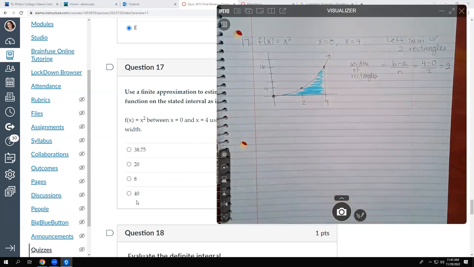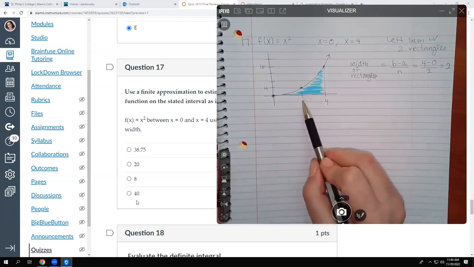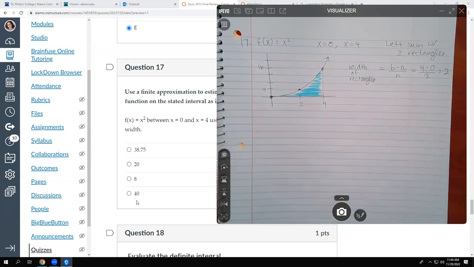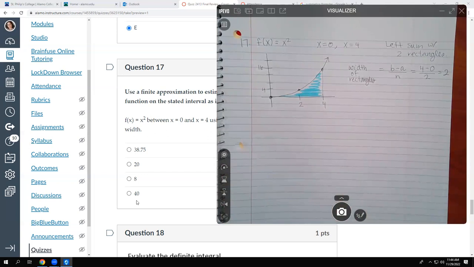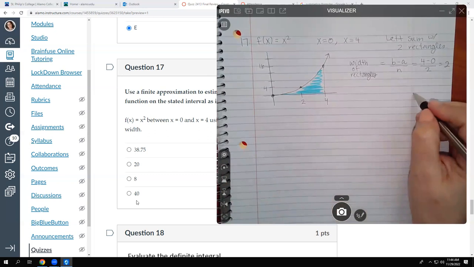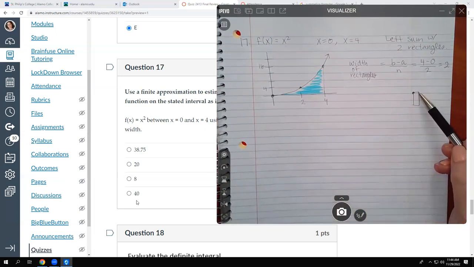Which means the width of my rectangles should be 2 units. Okay. So from 0 to 2 is going to be one rectangle. And then from 2 to 4, that's 2 units again, right? That'll be the width of the second rectangle. Now I have to use a left sum is the phrase that they use. What that means is when I draw the rectangles, the left corner has to touch the graph. If it had asked me for right rectangles, then that side would have to touch the graph.